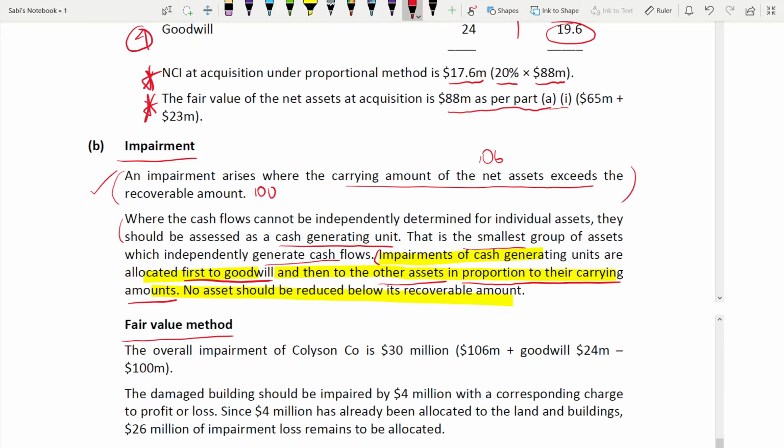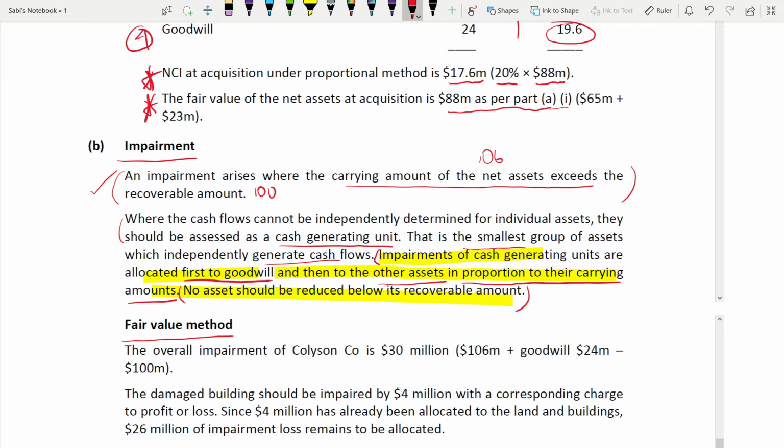No asset should be reduced below its recoverable amount. This also you have to write, that this is the last sentence. Follow the sequence of the answer. How they have answered, how you have to answer. First, they talked about that carrying amount exceeds net assets, that's why impairment. Next, they talked about cash generating unit. Third, they described cash generating unit. Fourth, they told that impairment will be allocated to goodwill and then to the other assets in proportion to the carrying amount. Then finally, they concluded that no asset should be reduced below its recoverable amount.